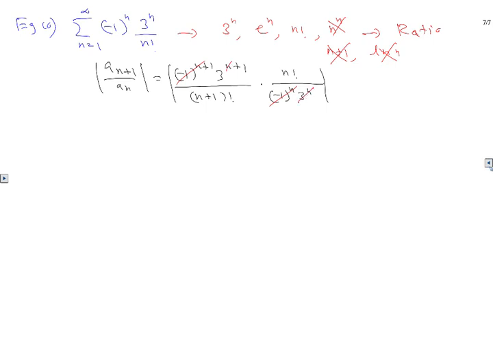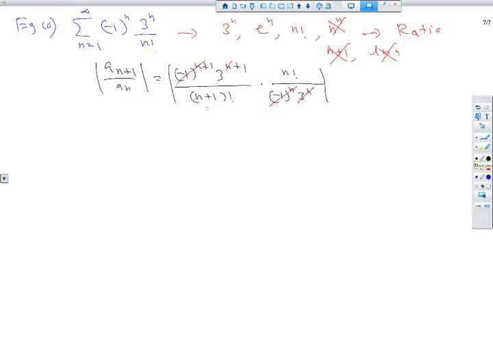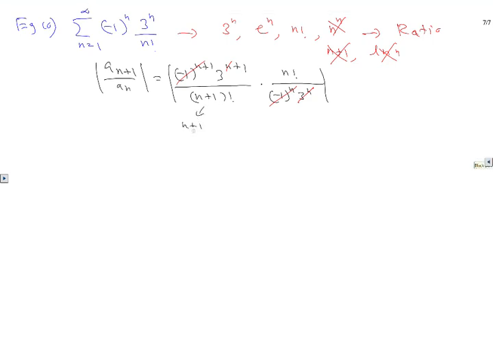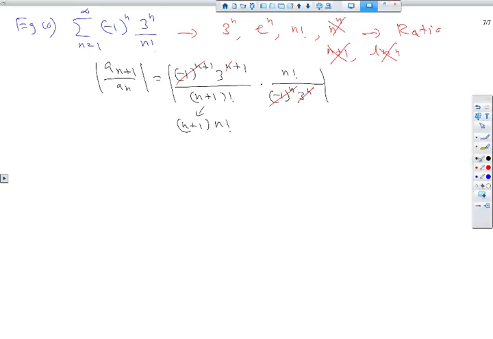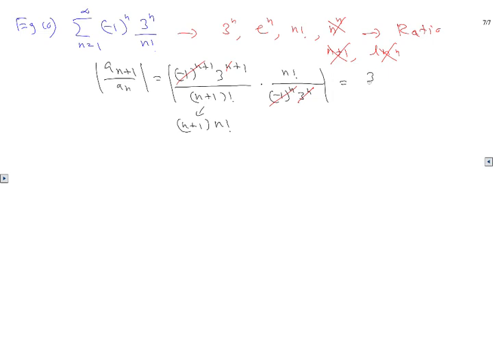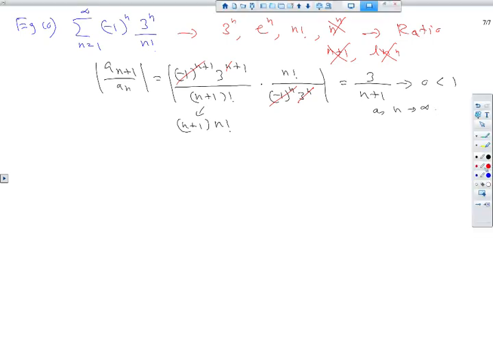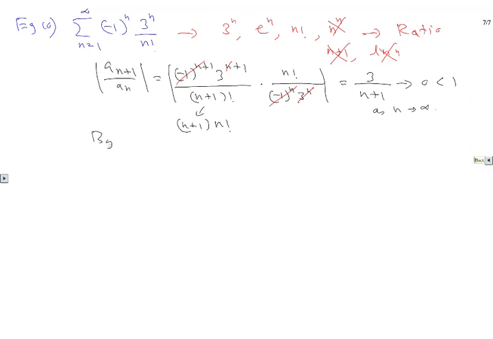You can expand (n+1) factorial as n plus 1 times n factorial. So the factorial gets cancelled, and you only end up getting one of the 3's over n plus 1. This goes to 0 as n goes to infinity because the top is fixed. So by the ratio test, the original series converges. Very simple.